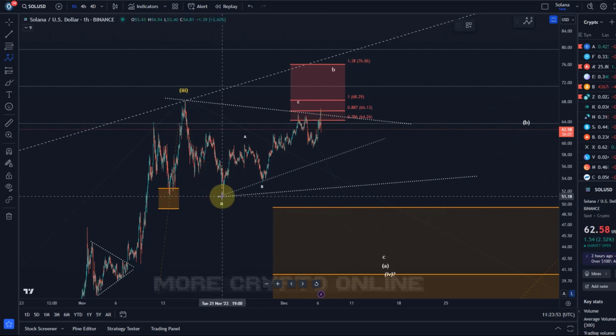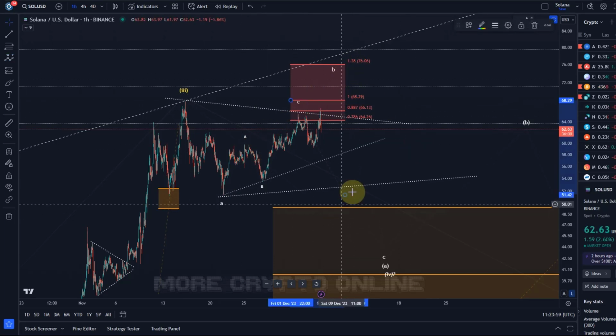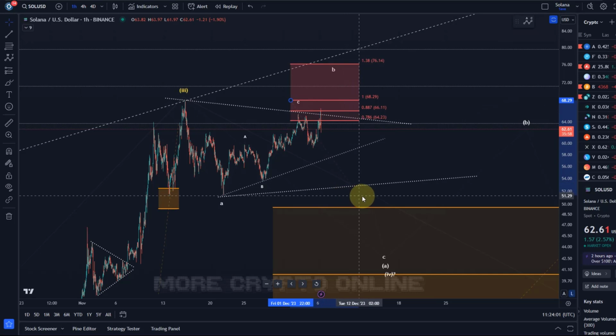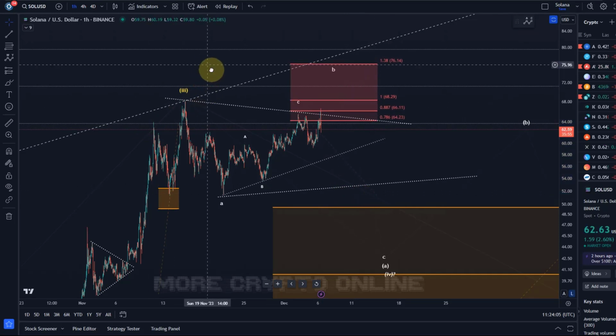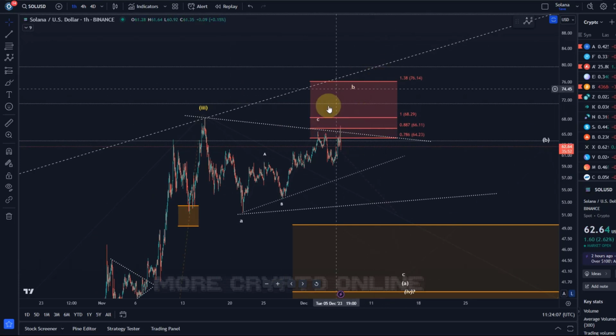So my best view at the moment would be that this B wave, you know that B waves are always very ambiguous, can take various wave counts, can transform, morph, give you fake outs and stuff like that. Let me just extend the resistance area to the right. So this again still remains the general resistance area for the B wave that the price can still use completely.